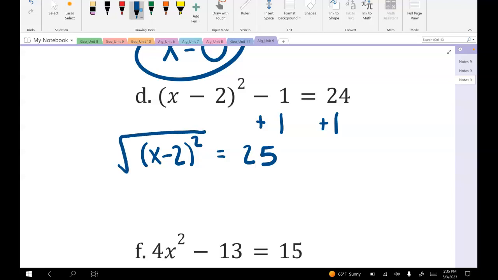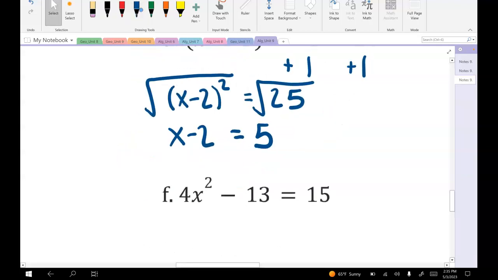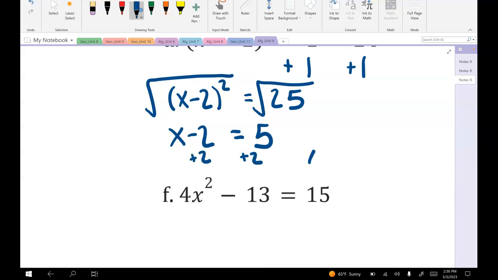So I'm going to take the square root of my left side and the square root of my right side. When I do that, on my left side, I'm just left with x minus 2. And on my right side, I'm just left with 5. Now this is just an equation that you could have solved the first day of the school year. You would add 2 to both sides. So your final answer would be x is equal to 7.